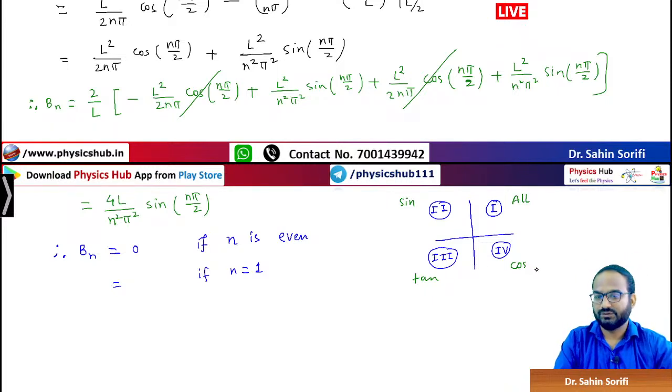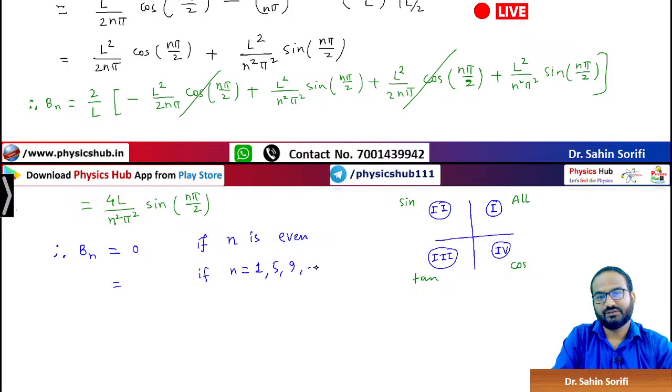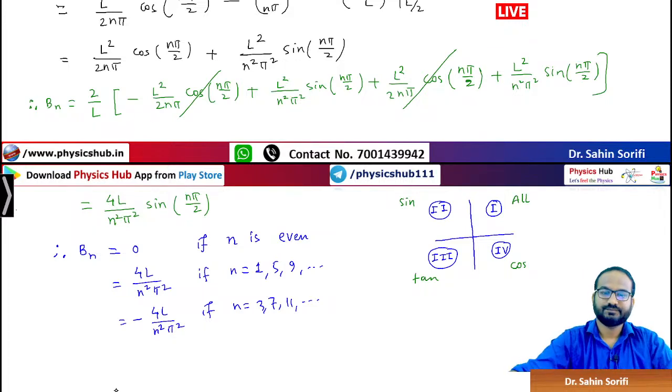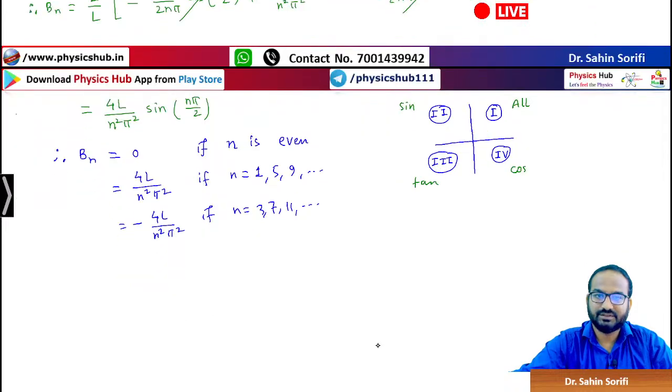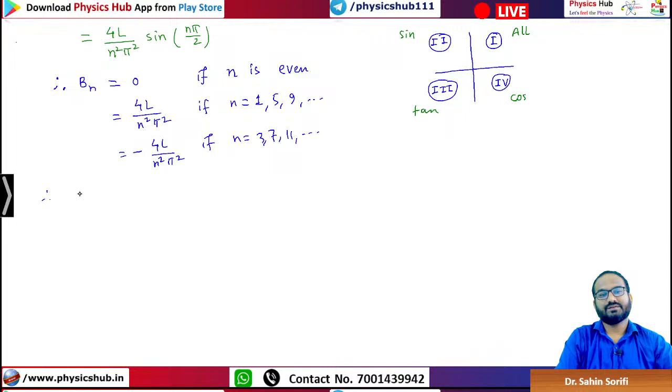All sin tan cos. If n is equals to 1, 5, 9 and so on, you see it will come in the positive sign, first quadrant. So this is 4L by n square pi square. And if you choose n is equals to 3, 7, 11 and so on, this will become minus 4L by n square pi square, because at that time the sine value will be negative.